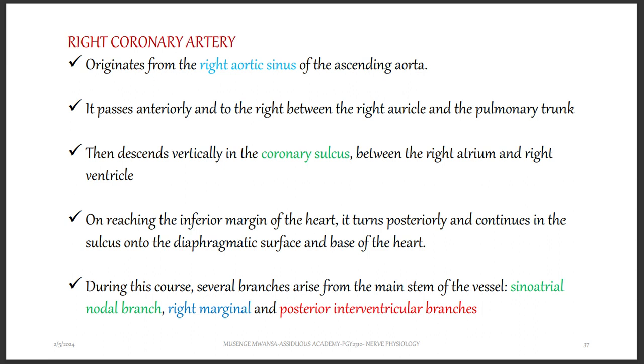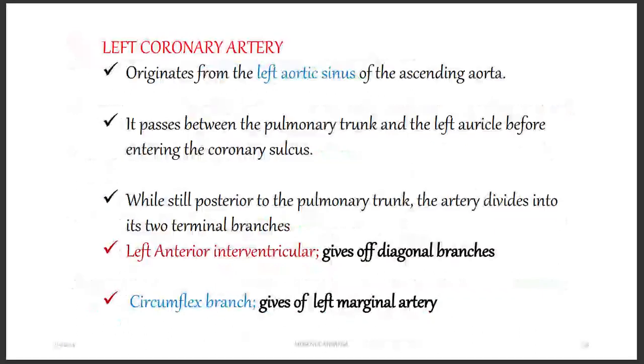And then this right coronary artery passes anteriorly to the right and then goes to the right auricle. But what is important is that when the right coronary artery is moving, it gives these branches: the SA nodal branch, the blood supply to the SA node, which is the pacemaker of the heart, the right marginal, and the posterior interventricular branch.